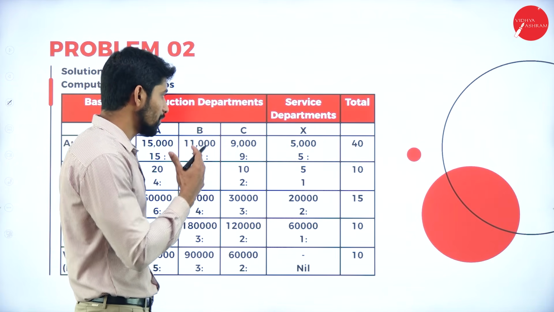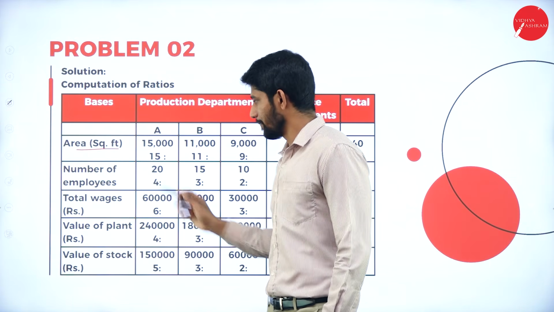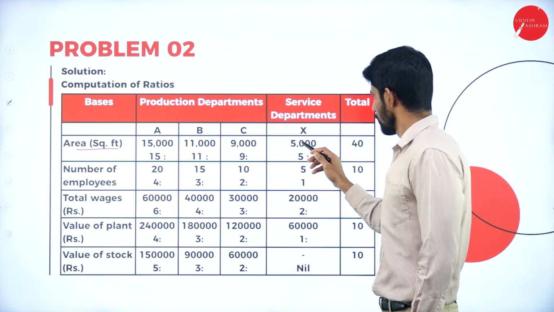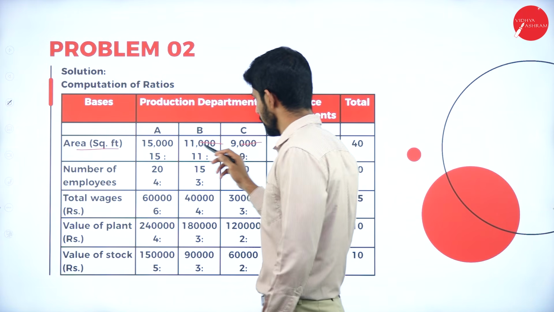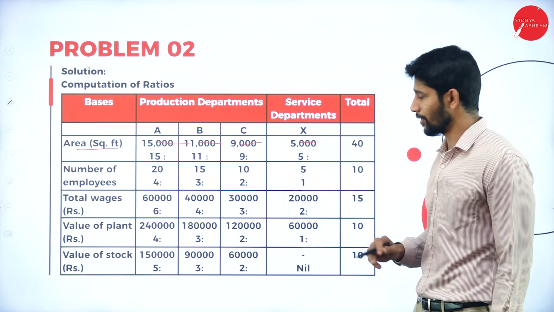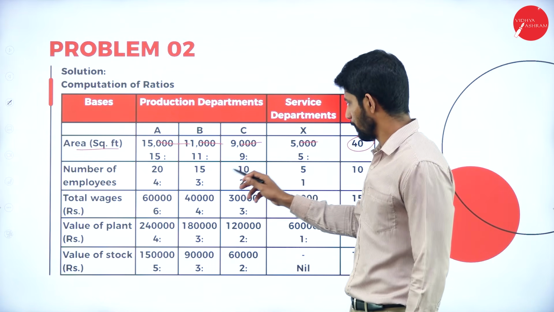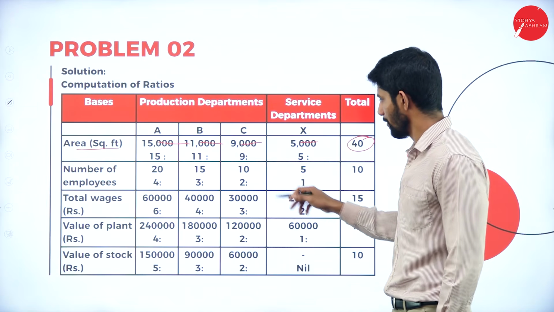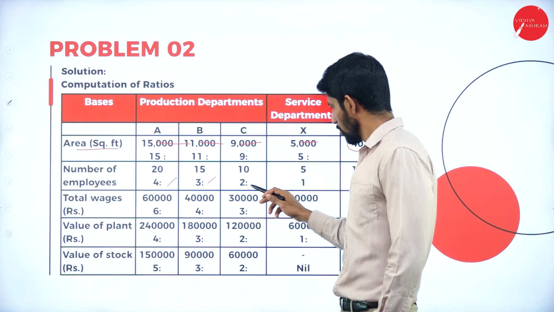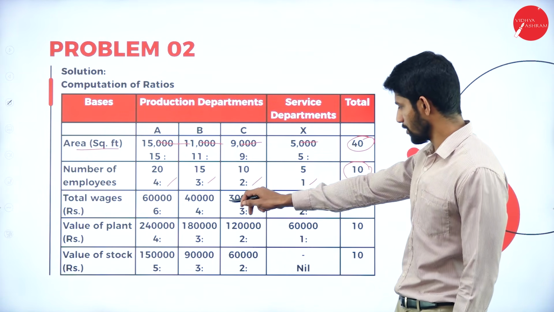So now let us find out the ratio of each department. Now area: 15,000, 11,000, 9,000 and 5,000. All 3 zeros are common here. Deduct the 3 zeros. You will get the ratio 15 is to 11 is to 9 is to 5. Total is 40. Next, number of employees: 20, 15, 10 and 5. So 5 ones are, 5 twos are, 5 threes are, 5 fours are. So 4 is to 3 is to 2 is to 1. Total 10.